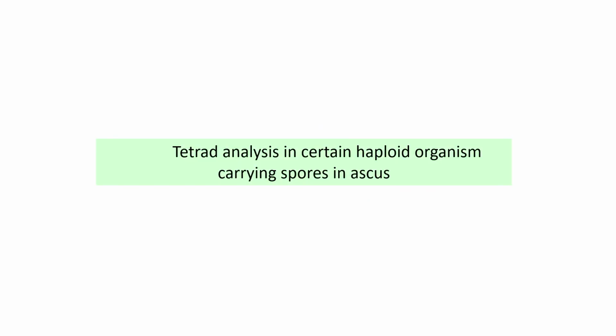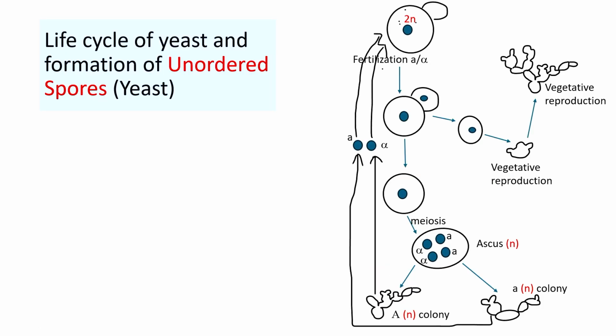So, tetrad analysis in certain haploid organisms is done by counting the spores in the ascus. The ascus is a structure where the spores are encapsulated inside a covering, right. So, this structure is called the ascus. We will show you exactly what it is when we cover the life cycle, and these spores are haploid. So, if we look at the life cycle of yeast, I want you to pay attention to the unordered spores, right.